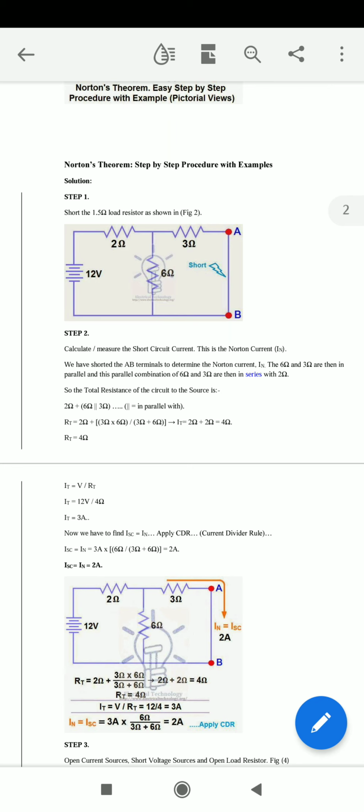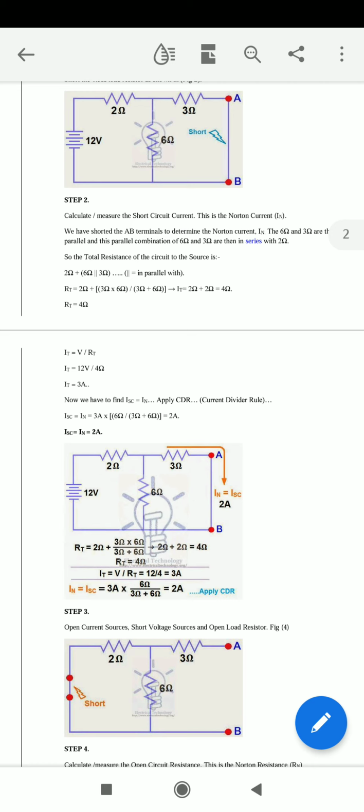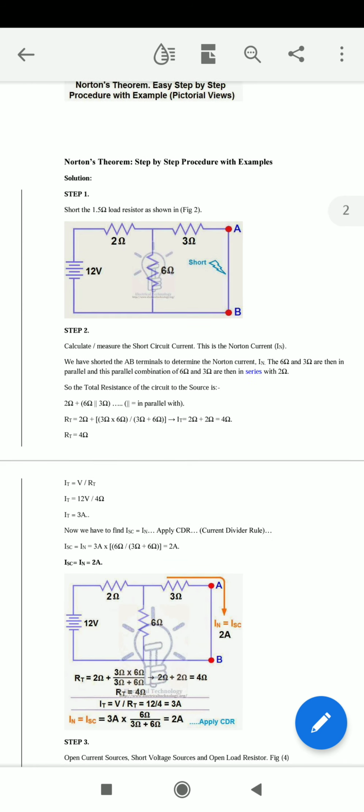Before that, we find the equivalent resistance from these 3 resistances, 2 ohm, 3 ohm and 6 ohm. The 2 ohm resistance is in series with the parallel combination of the 6 ohm and 3 ohm resistances. So the final total resistance is 4 ohm. Now we find the total current, IT equals V by RT. So 12 volt divided by 4 ohm. The total current flowing from the 12 volt source equals 3 ampere.